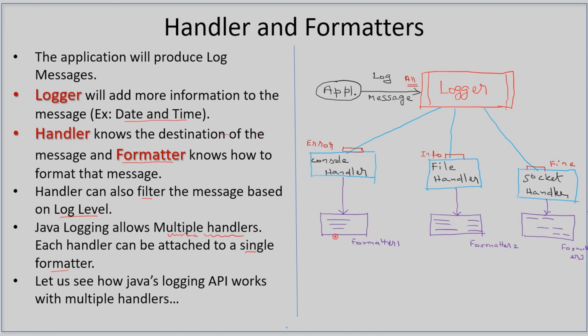So from the formatter, the message will reach the output medium. Here, since it's a console handler, this will be the console output window, and since it's a file handler, the output can reach a file, and since this is a socket handler, there may be some computer system where the message will get delivered.